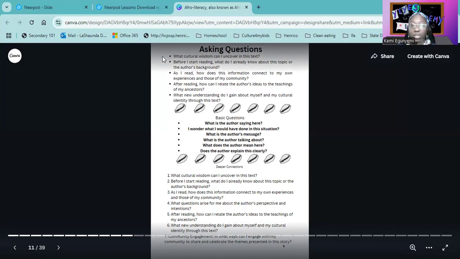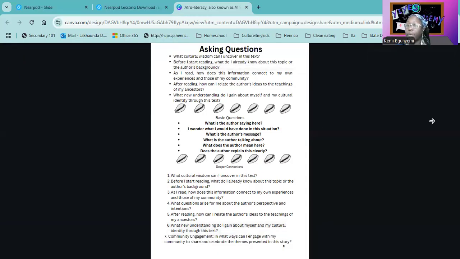Before I start reading, what do I know about this topic and the author's background? As I read, how does the information connect to my own experiences and those of my community? After reading, how can I relate the author's ideas to the teachings of my ancestors? And what new understanding do I gain about myself and my cultural identity? When we examine these questions, naturally, we will get to these questions. And even if we're reading something of a Eurocentric context, it will be great to have that juxtaposition, that contrast, to know that, okay, this book may not be really the book that I'm pulling wisdom from.